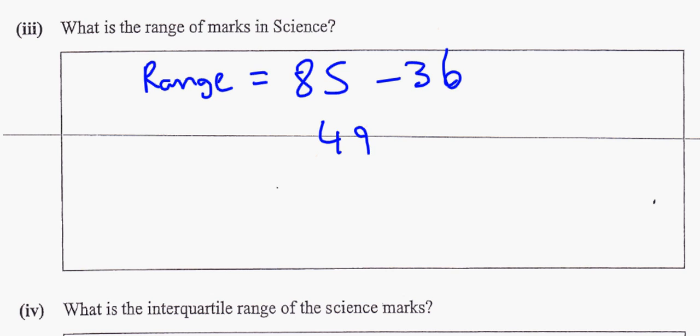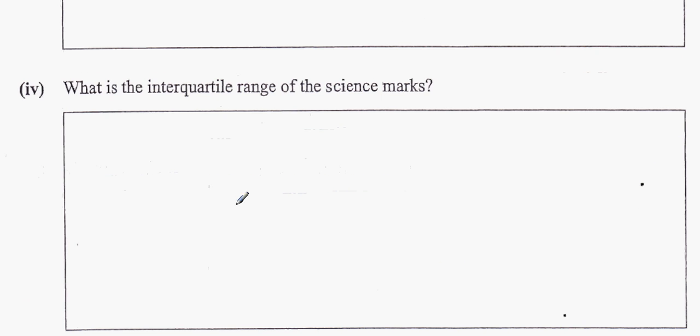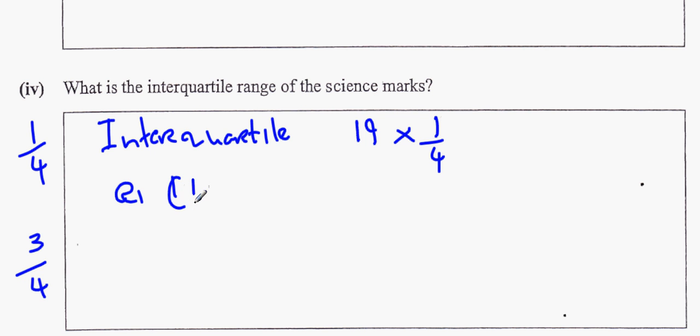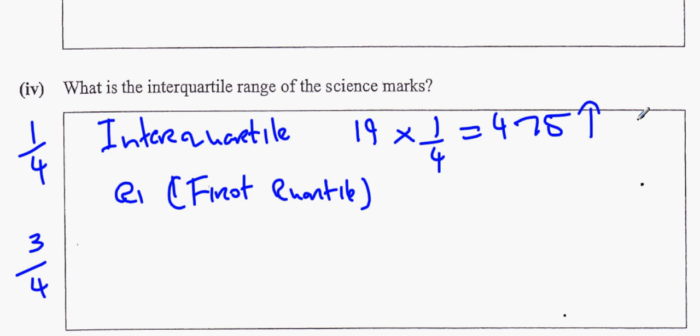What is the interquartile range of the science marks? Interquartile means the difference between the student who's 1/4 up and the student who's 3/4 up. So what we need to do is take 19 people and multiply by 1/4, and this finds out what Q1 is. Q1 is called the first quartile. So 19 multiplied by a quarter is 4.75. You always have to round up when doing interquartile ranges and medians. So it's the fifth person.